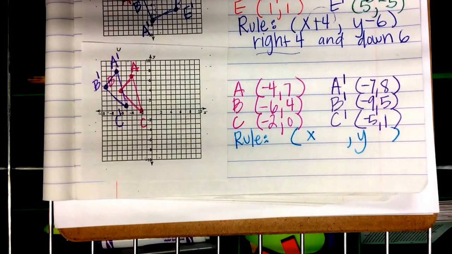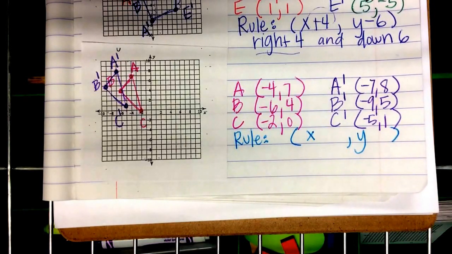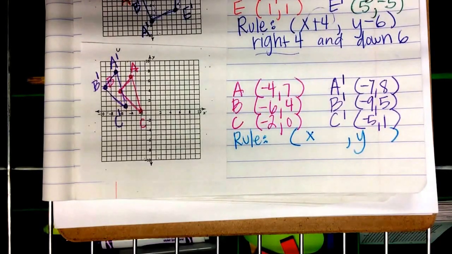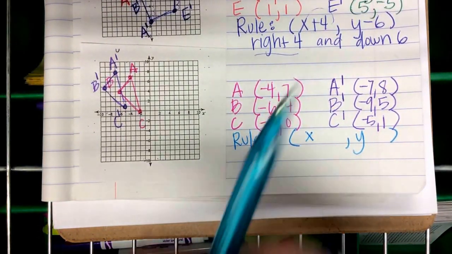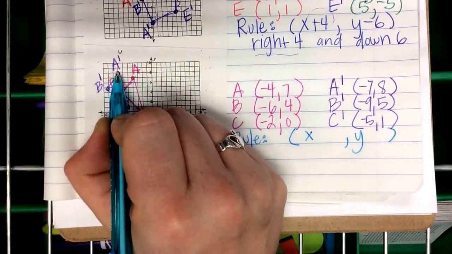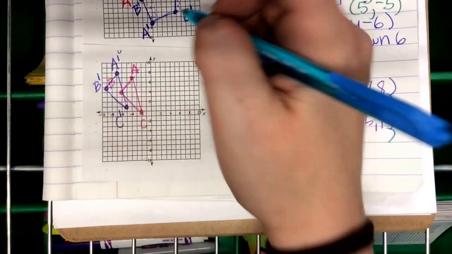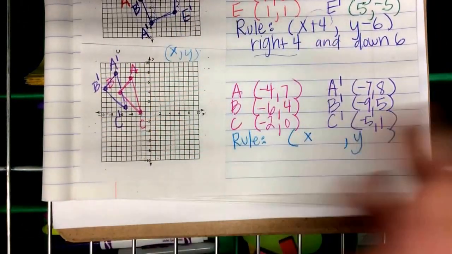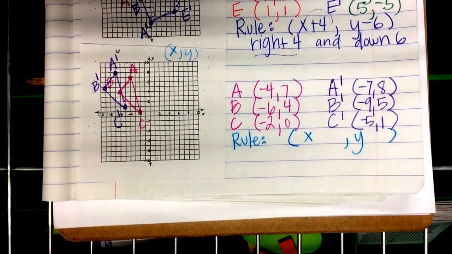Remember, the first value that you should always talk about is your x value. Left and right. That's your first value. The second value you talk about is the up-down value, your y value. What did you do to A? And then check. Did you do the same thing to B? Did you do the same thing to C? To get from point A to point A prime, we're looking at x comma y. So remember, left, right first, then up, down.